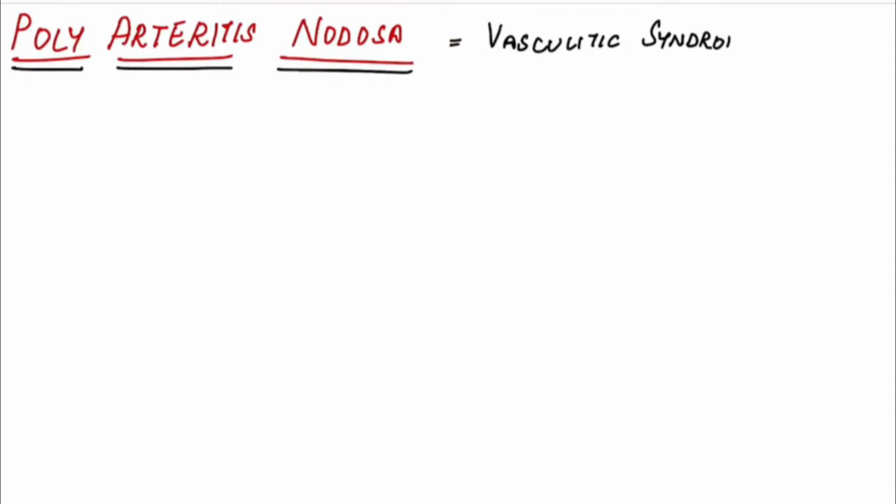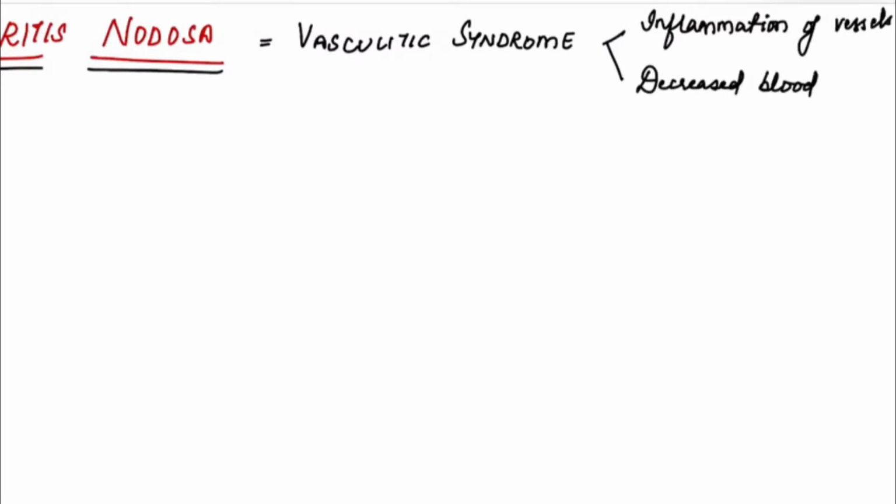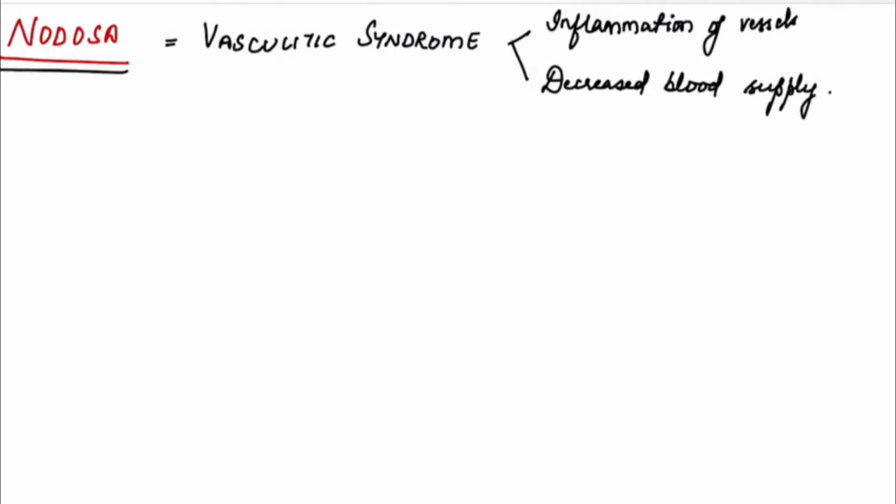Now what is a vasculitic syndrome? So two conditions should be present. So first thing is that there should be inflammation of the blood vessel wall leading to decreased blood supply to the tissues. So when these two conditions are present, it is known as a vasculitic syndrome. There are many vasculitic syndromes, of which one is this polyarteritis nodosa.